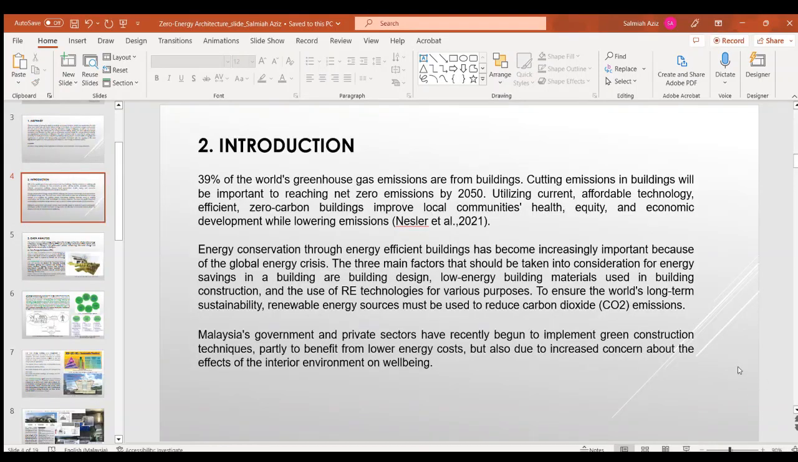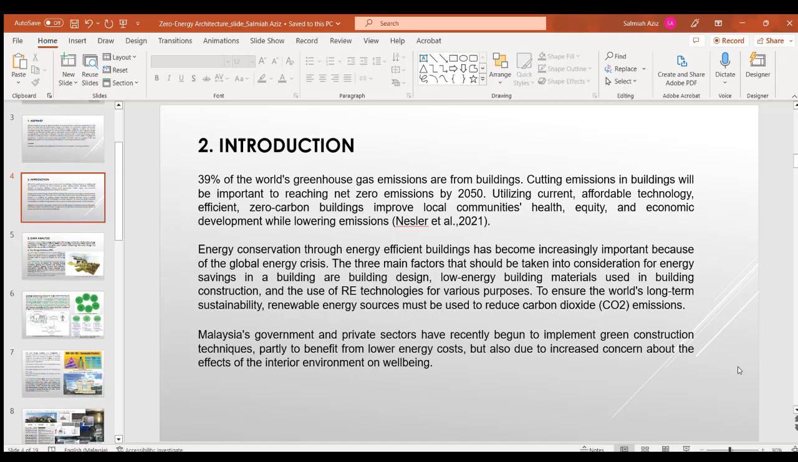We go for the introduction. 39% of the world's greenhouse gas emissions are from buildings. Cutting emissions in buildings will be important to reaching net zero emissions by 2050. Utilizing current affordable technology, efficient zero carbon buildings improve local communities' health, equity, and economic development while lowering emissions. This is quoted by Nestle, 2021.